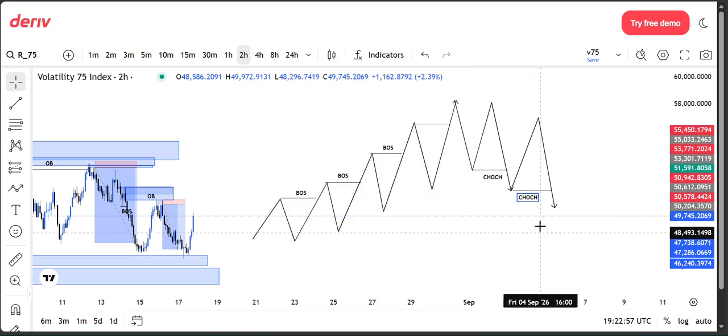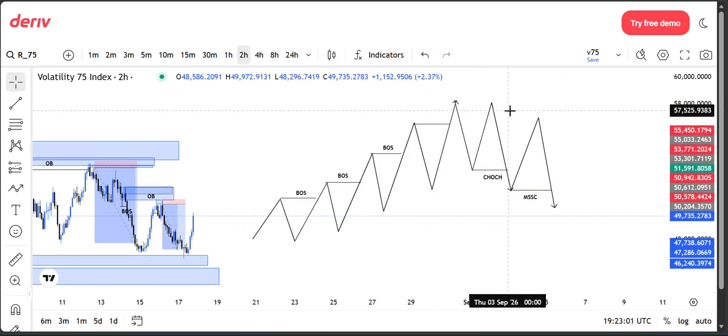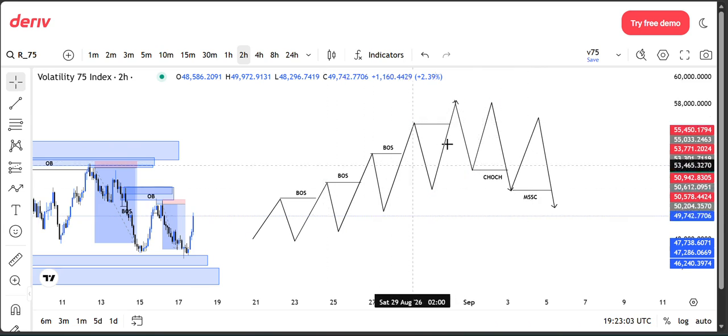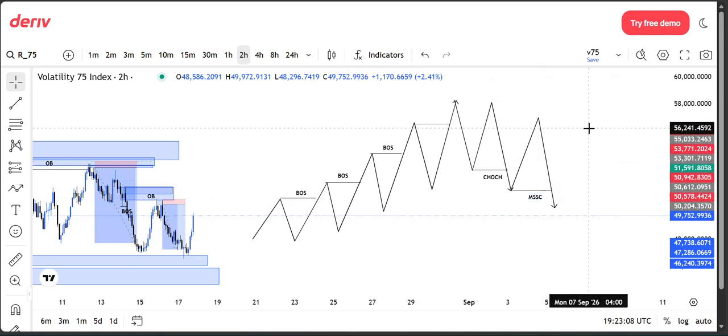So we can now call this our market structure shift, meaning we have gotten a confirmation that the trend has changed from bullish to bearish. So we can call this market structure shift.